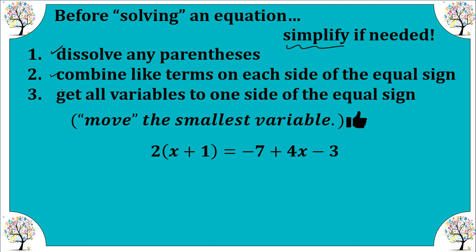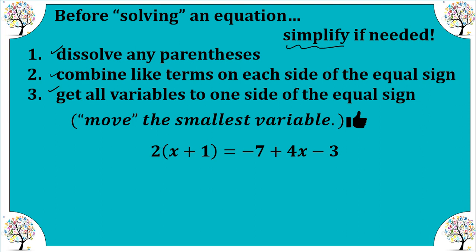Then number 3, if we have variables on the left and variables on the right, we need to get those together before we actually start solving the equation. And my rule of thumb is to move the smallest variable. So let's write this problem down and go through each of these checklists.